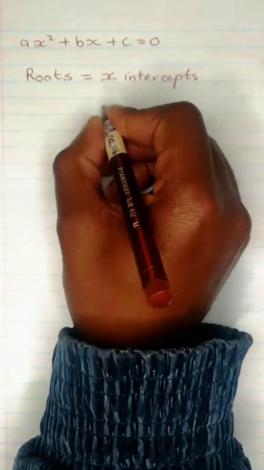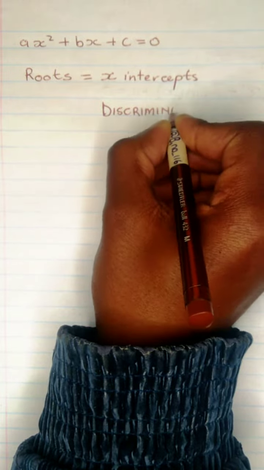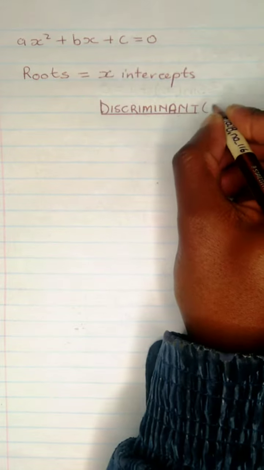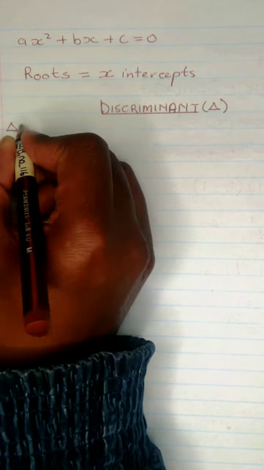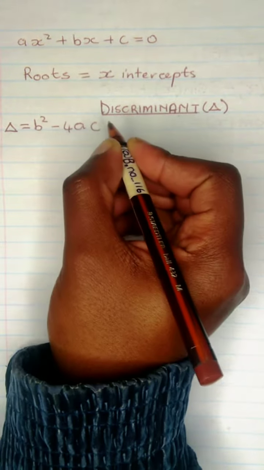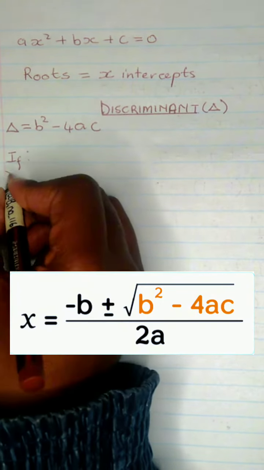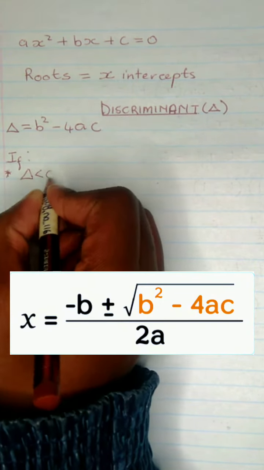To find the nature of our roots, we use what we call a discriminant, and we represent it with the symbol delta. The discriminant is equal to b squared minus 4ac. It is also part of the quadratic formula. You will notice your discriminant under the square root sign.